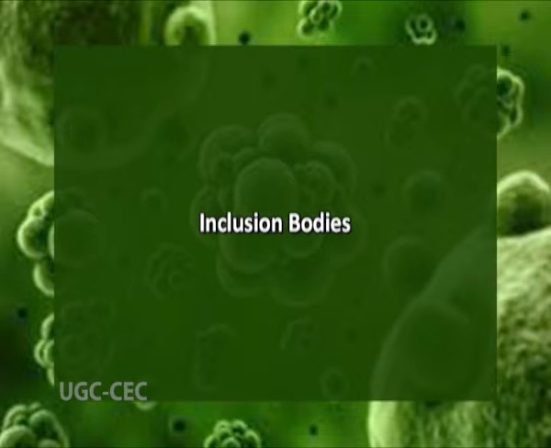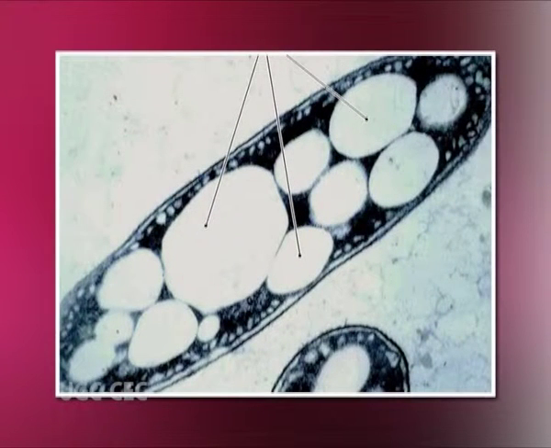Now the inclusion bodies. Inclusion bodies are nuclear or cytoplasmic aggregates of insoluble substances, usually proteins. They typically represent sites of viral multiplication in a bacterium or a eukaryotic cell and usually consist of viral capsid proteins.